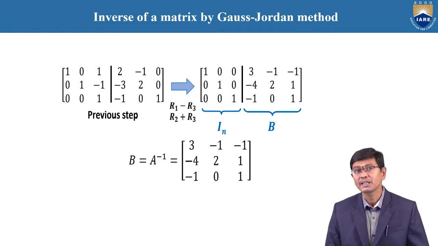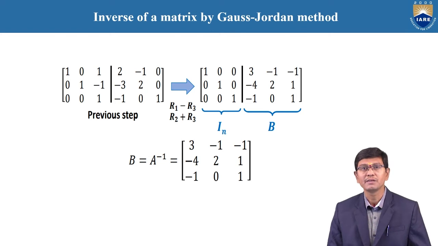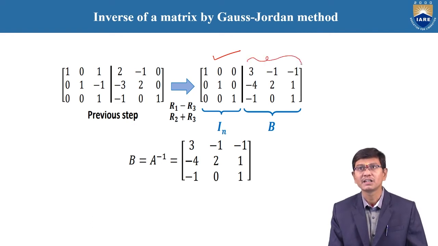And again, the right matrix, that is the unit matrix, is similarly changed based upon R1 minus R3 and R2 plus R3, giving 3 minus 1 minus 1, minus 4 2 1, minus 1 0 1. When we observe here, the LHS matrix is clearly the unit matrix of order 3: 1 0 0, 0 1 0, 0 0 1. And finally, on the right side, by using the same row operations, the matrix is reduced to 3 minus 1 minus 1, minus 4 2 1, minus 1 0 1.